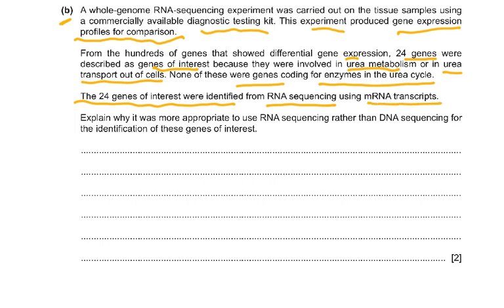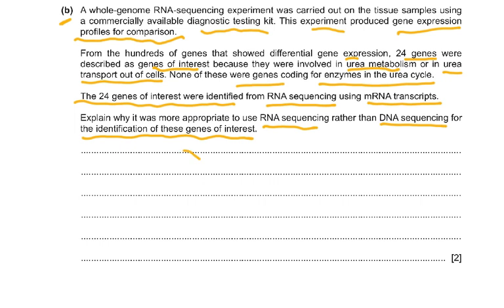Explain why it was more appropriate to use RNA sequencing rather than DNA sequencing for the identification of these genes of interest. You see, the DNA contains many genes. So DNA sequences will only identify the presence of genes. But what does the RNA sequencing tell you? The RNA sequences identify which genes are being expressed, or you can say which genes are being switched on.